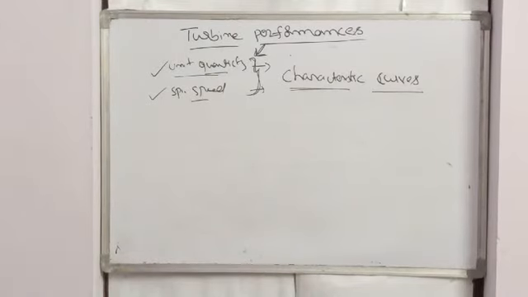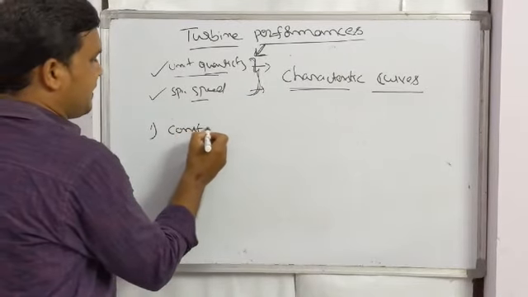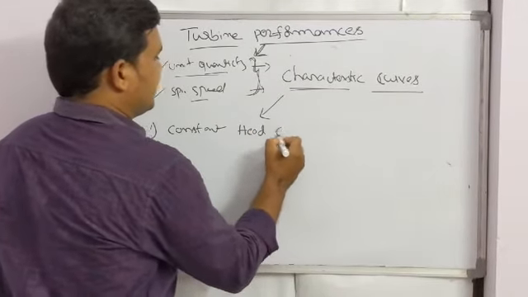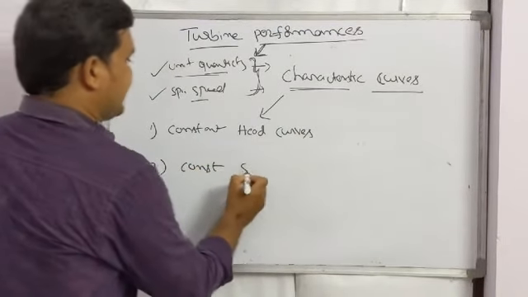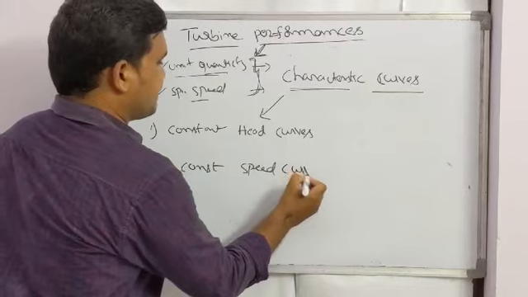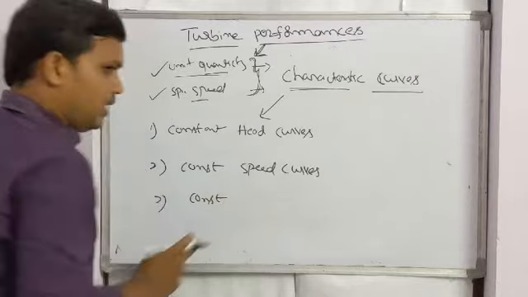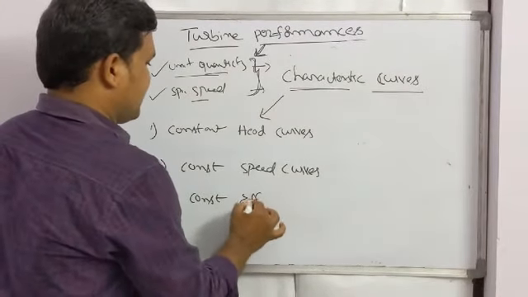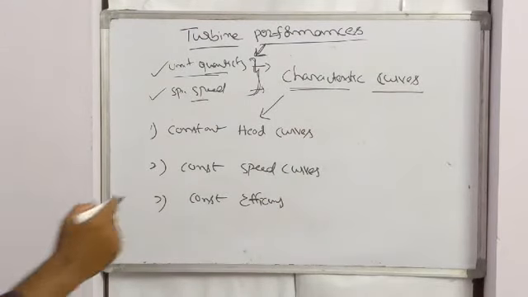The characteristics curves may be of three types: constant head curves, constant speed curves, and constant efficiency curves. Constant head curves we may call the main characteristic curves.